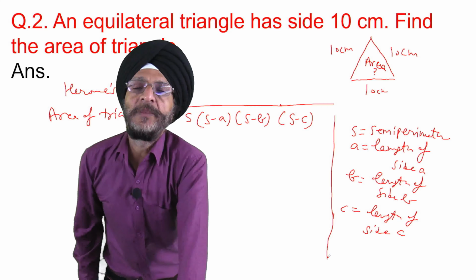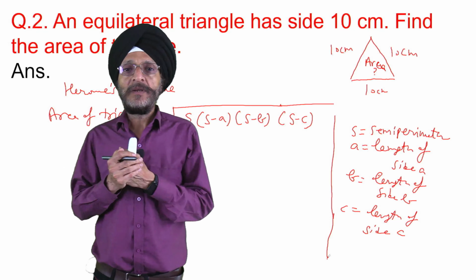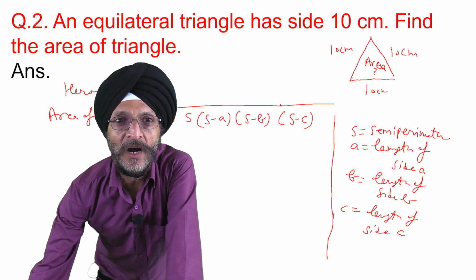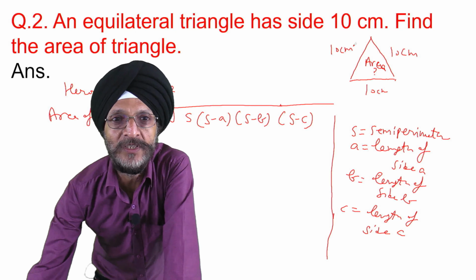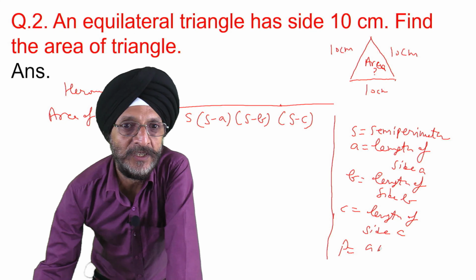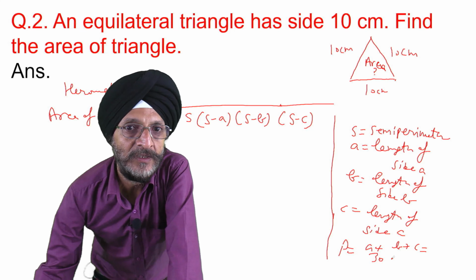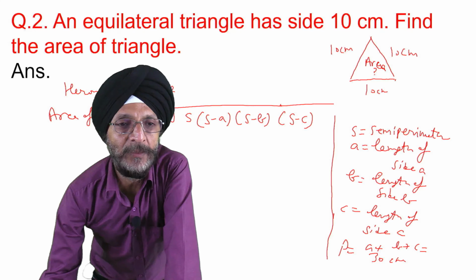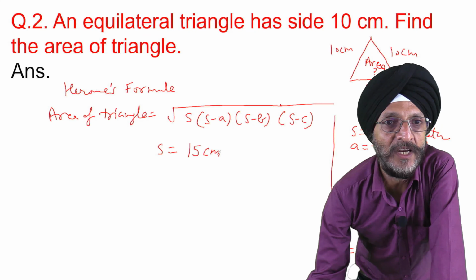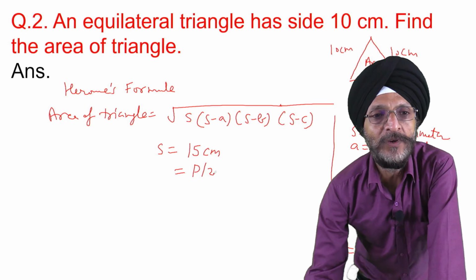What is the meaning of semi perimeter? Semi perimeter is half of perimeter. What is perimeter? Perimeter is the total of the lengths of all the three sides of the triangle. So in this question, perimeter is a plus b plus c, that is 10 plus 10 plus 10, 30 centimeter. So what is semi perimeter? Semi perimeter is 15 centimeter, because semi perimeter is half of perimeter.